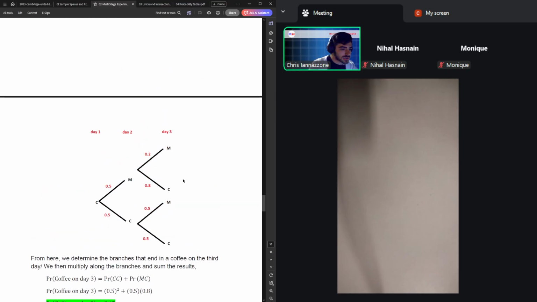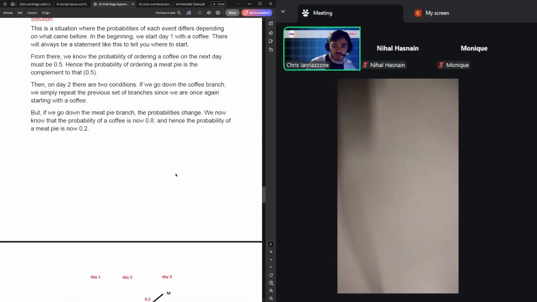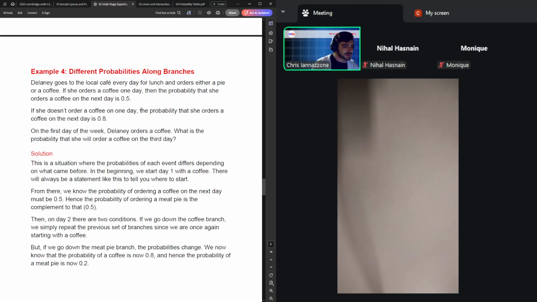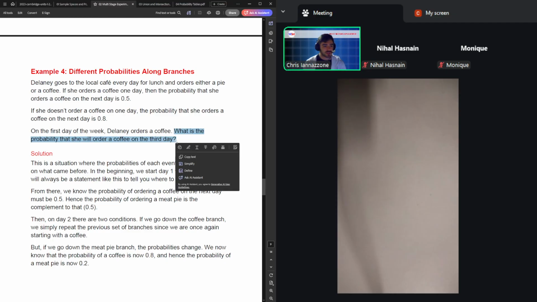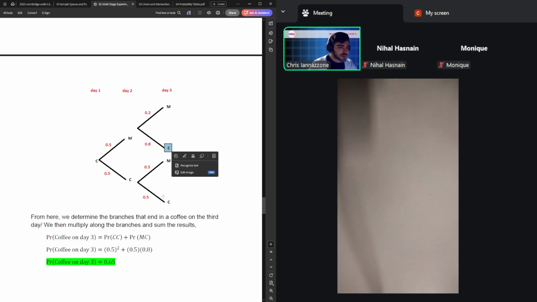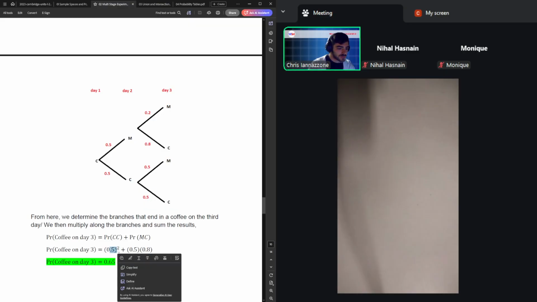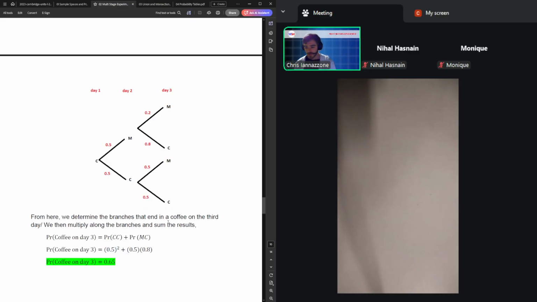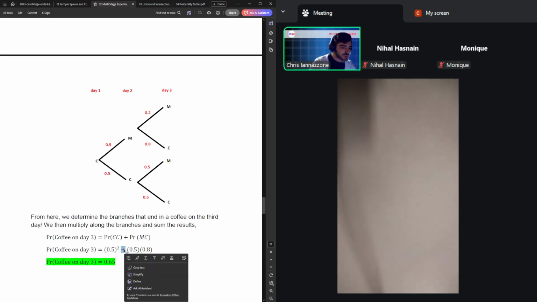Then, whatever the question asks, again, you're just following the whole principle of multiplying all of the branches and adding whatever you need to. So, in this case, what is the probability of a coffee on the third day? Well, that's going to be either here or here, because that's day 3, that's stage 3 of our scenario. So, to get to here, we would have to do 0.5 times 0.8, that's that one. Or, to get to here, that's going to be 0.5 times 0.5, which is that one there. Once again, adding up the results.